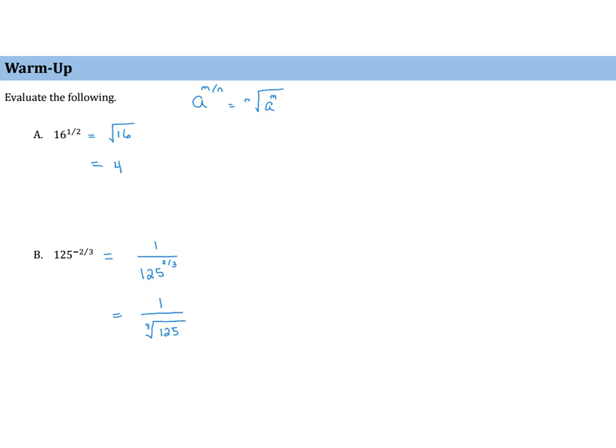And now we could also, back here for this rule, the nth root of a to the m, we can write this as the nth root of a, and then raise that to the m power. Either way is acceptable. And so since 125 has a nice cube root, let's go ahead and take that cube root before we raise it to the second power. So the cube root of 125 is 5. And then we have to still square that. So we end up with 1 over 25.